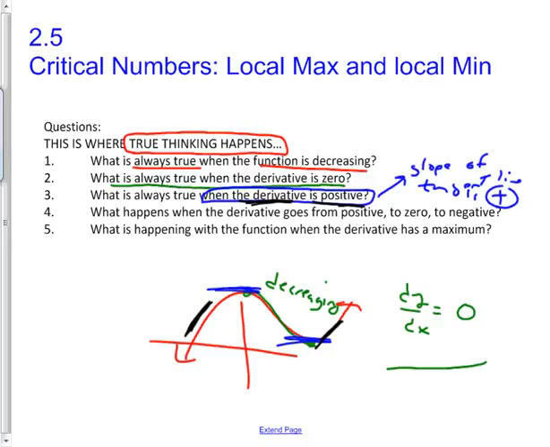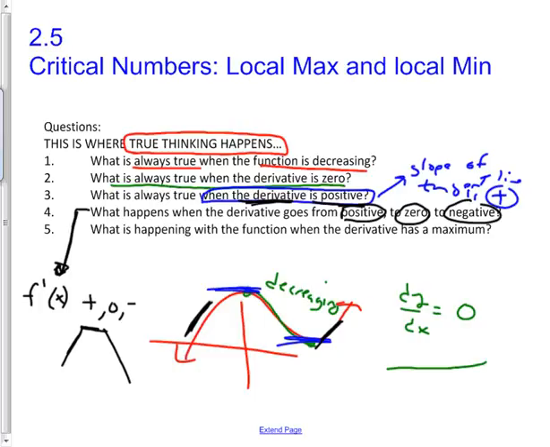The 4th question, what happens when the derivative goes from positive to 0 to negative? And this is a real big question that will come back over and over again. If we think about f prime of x being positive, then 0, then negative, if it's positive, that means that it has a positive slope, so it's going up. If it has 0, the slope is 0. And when it's negative, that means it has a negative slope. So I took information about the derivative, and I'm making a picture of the function. So what do we think we have there?